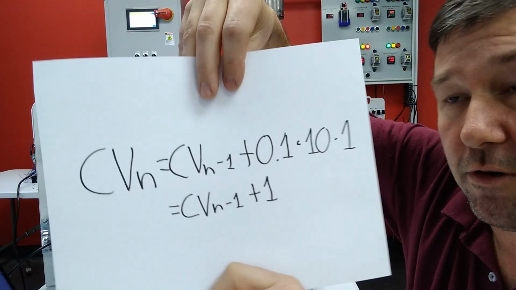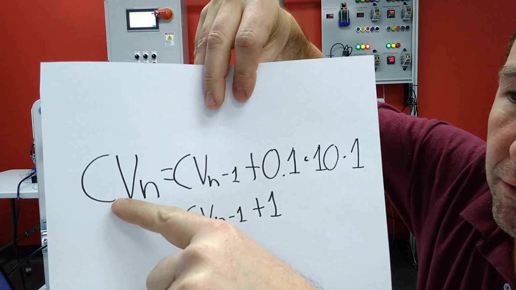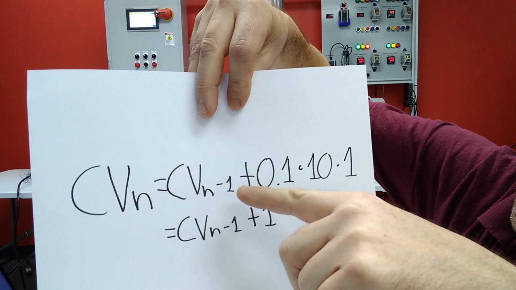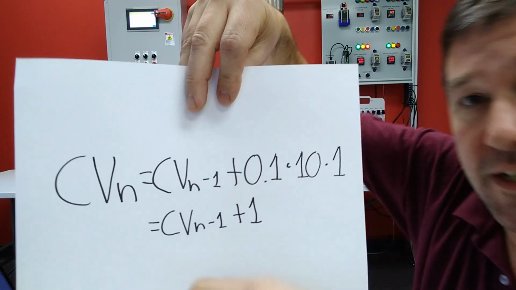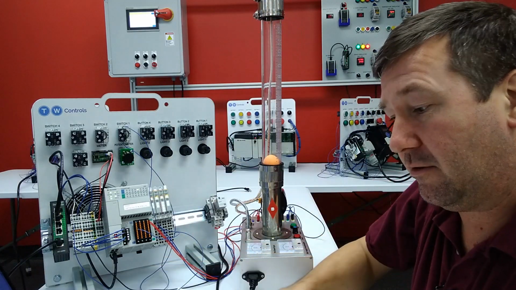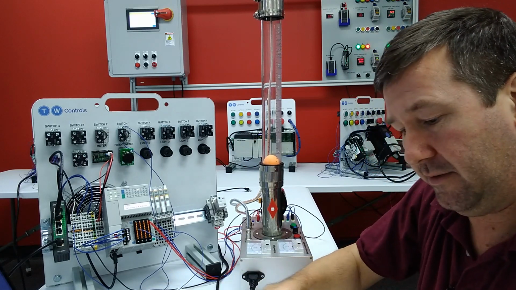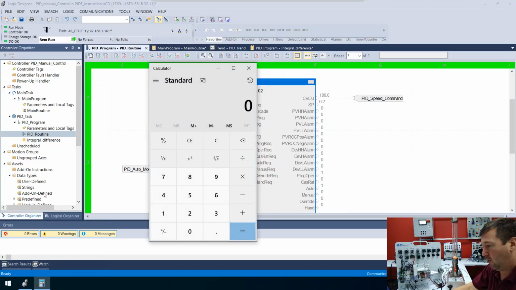So if we plug that into our equation, we're going to get that our control variable will equal our previous control variable plus 0.1 times 10 times 1. Now let's run that through a calculator just to make sure that we see what we end up with. So we have 0.1 times 10 times 1, and that equals 1.